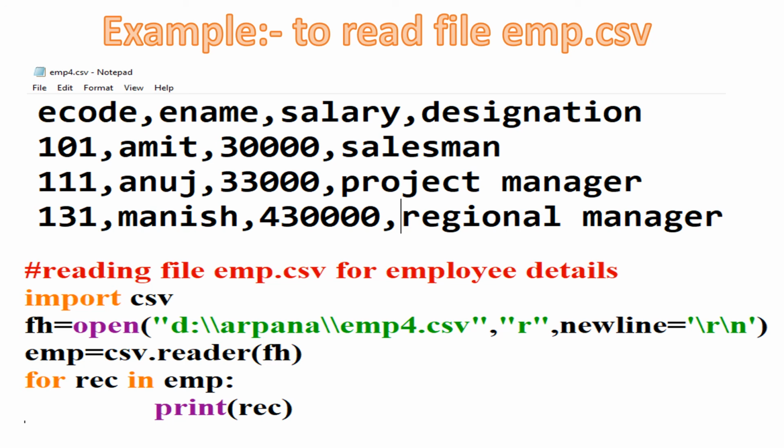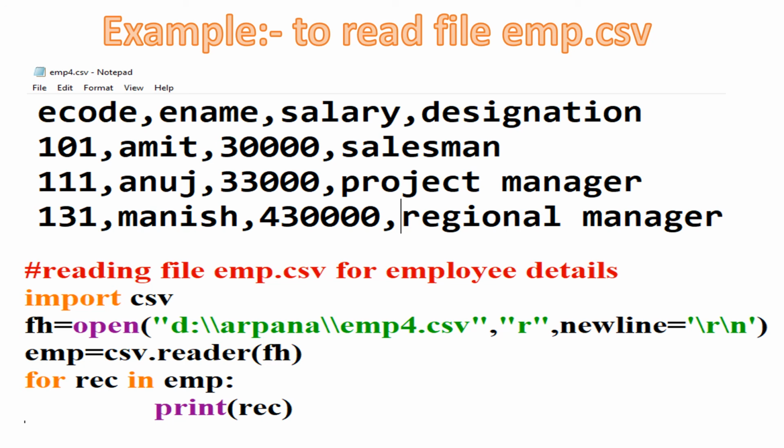There is one more example. Suppose you want to read this file. This is the file which is created in Notepad, and the file name is emp4.csv. And these are the details, and you can see the details are separated by commas. The details consist of code, name, salary, and designation of the employees.